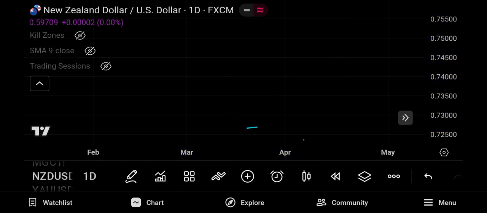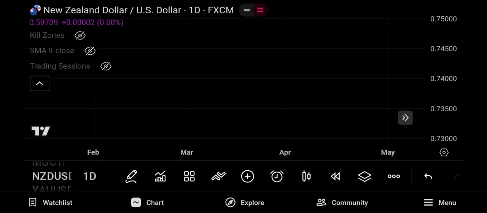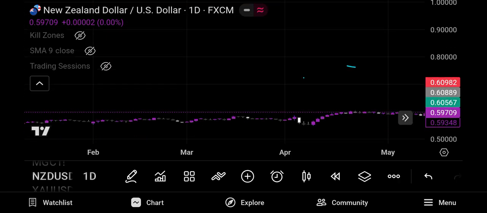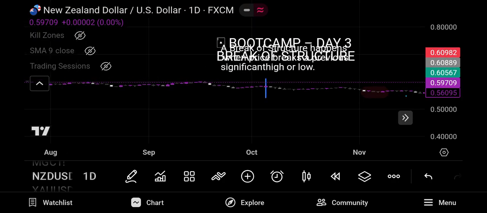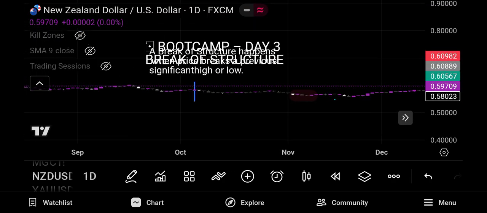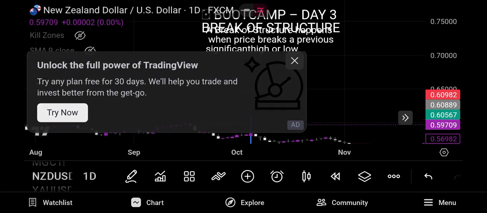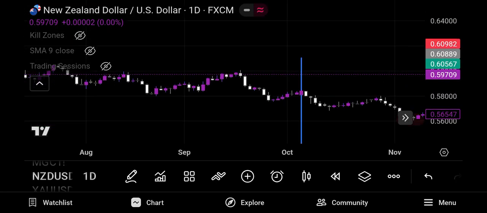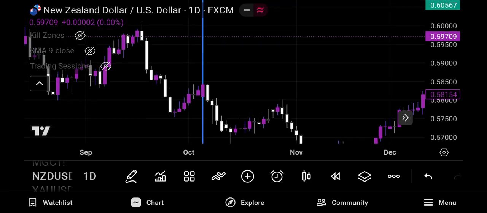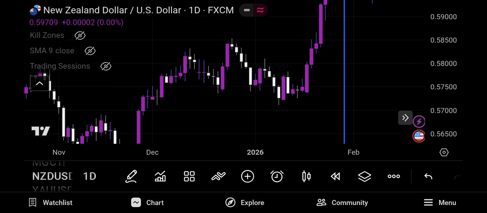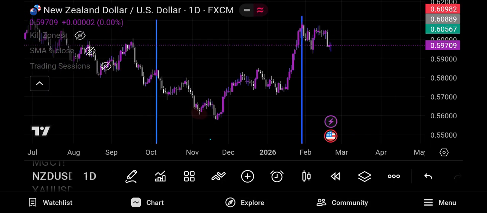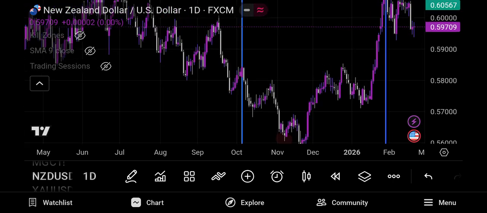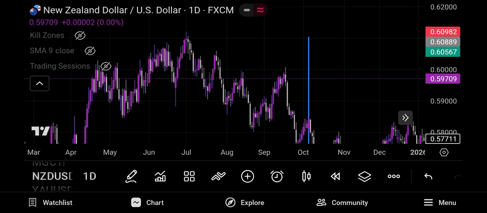Okay, to make this video short, we just go into the chart straight. So let's first begin with a continuation break of structure. So let's take this area.